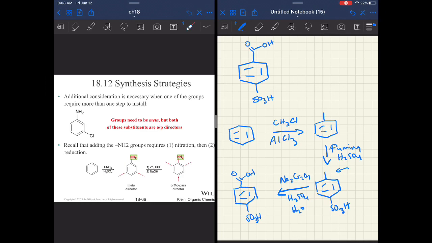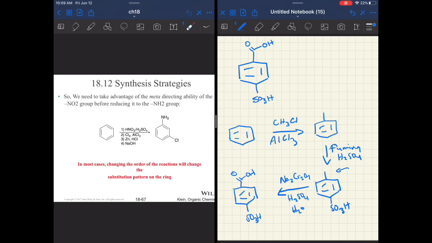Okay, there are lots of different practice problems. Klein walks through another one here. This is a way that you can show your synthesis, just 1, 2, 3, 4, but please, you have got to number it. If you do not put the numbers, what you're saying is that you put benzene in a pot and you put all of the reagents in at one time. That definitely is not going to give you what you want. So make sure to number, please.